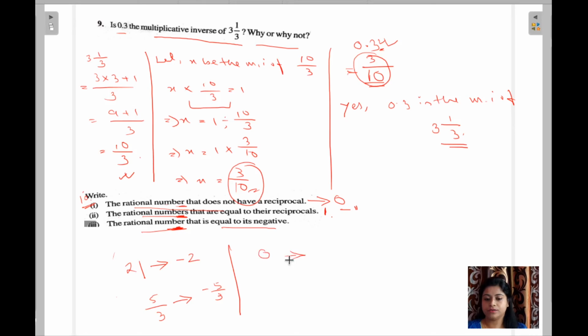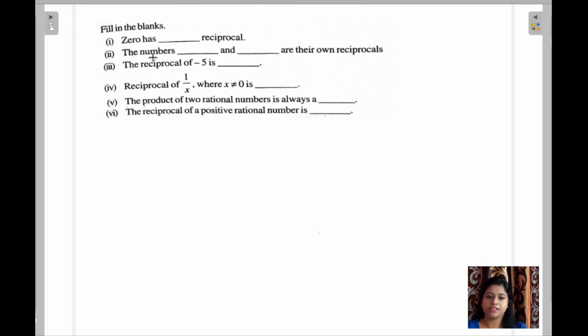If we take 0, the negative of 0 is minus 0, or minus 0 is 0 only. So the answer is 0. I think up to here it is clear to you. Now move to the last one.